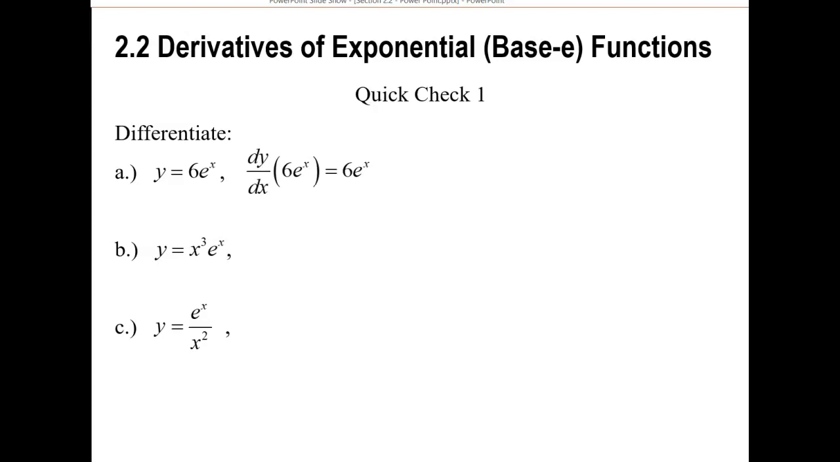Part A, dy over dx of 6e to the x. Just like that first one, 6 is a constant, it just stays there, and then we differentiate e to the x, which is e to the x, so it's just the same thing.